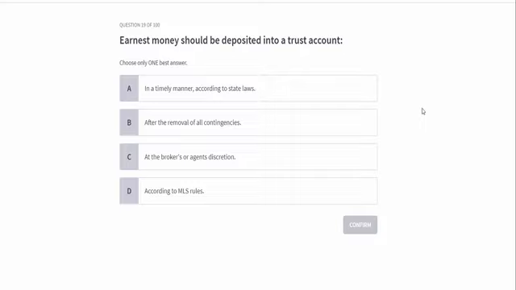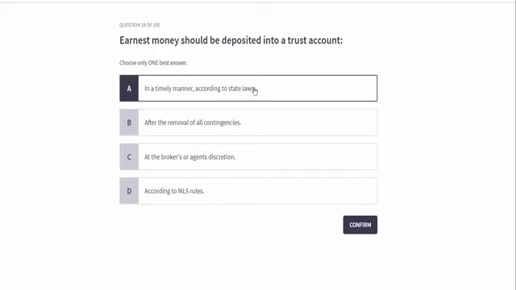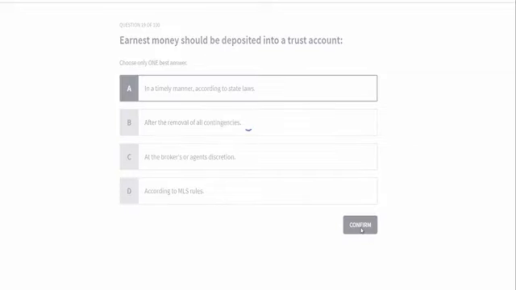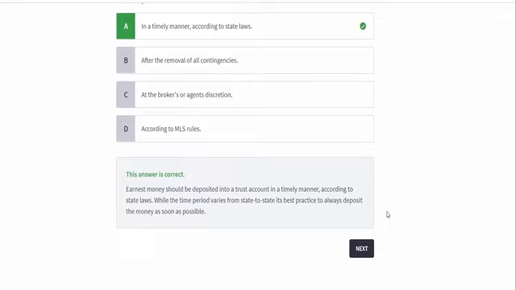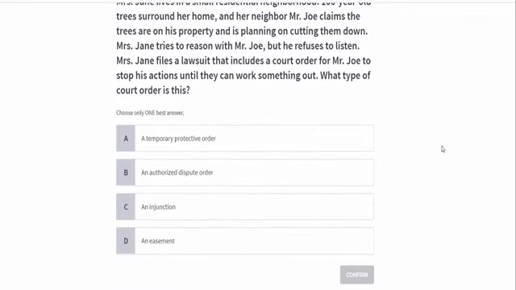Alrighty, so hopefully you guys came up with your answer on this one. What is our correct answer? It is A. That's right, it's A. It's in a timely manner according to state laws. So this is one of those ones, it all depends. In your state, it might be 1 business day. In your state, it might be 1 week or 1 business week, things like that. But yeah, the rule of thumb is it's in a timely manner, but again, it's according to state laws. So that varies from state to state, but it's best practice to always deposit the money as soon as possible.